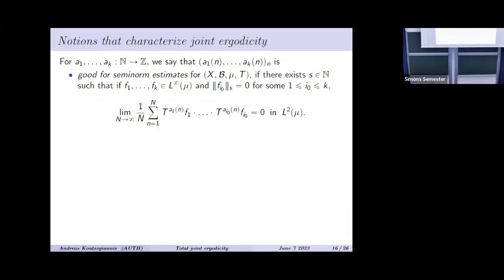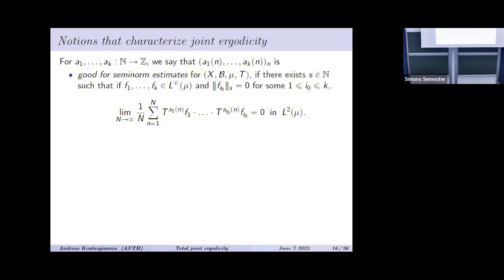You have already seen this. I'm gonna maybe state it a little bit differently because I'm gonna do it for a specific system. A Z system, you saw before from Sebastian about Z^d systems. We say for k integer valued sequences a1 up to ak of n, this tuple is good for seminorm estimates if you can find an s in N such that if you have k bounded functions and some of them is orthogonal to some factor, then the corresponding average converges to 0 in L2.